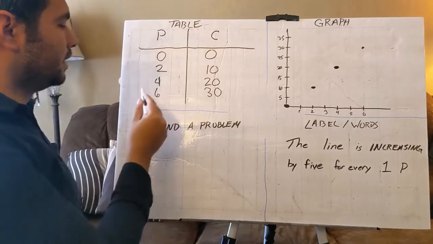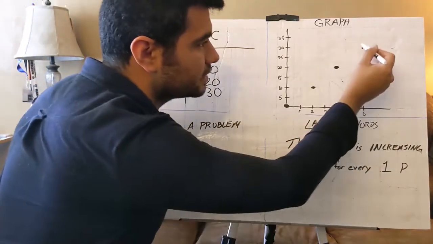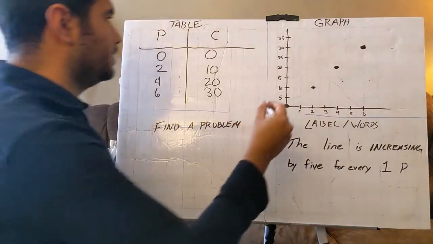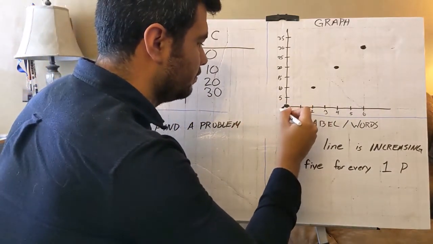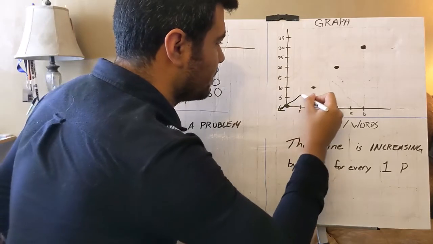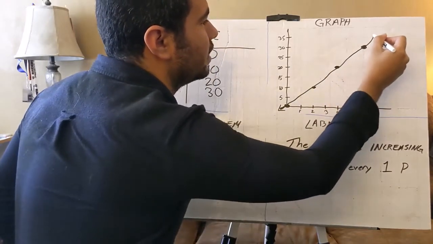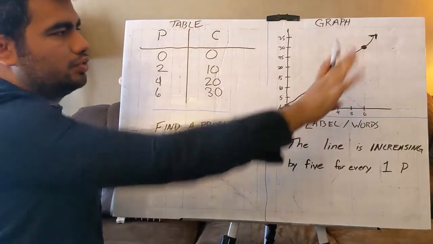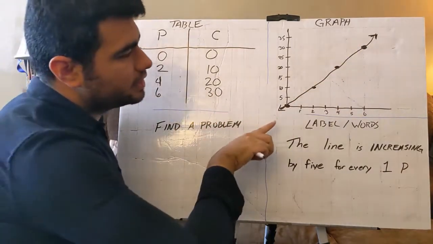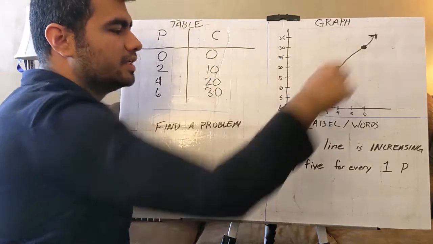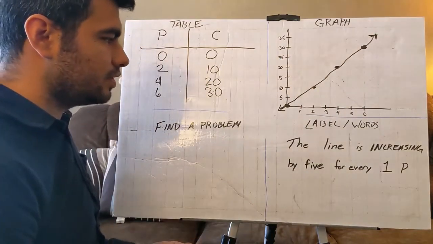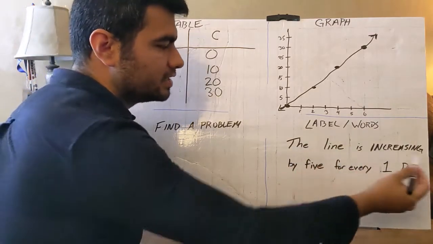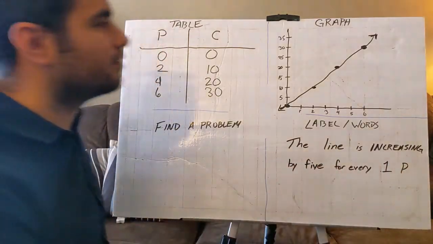And we go up 20. And then 6, we go over 6, and we're going to go up 30. That is my function. That is going to be my line. Now, lines we always read from left to right. From left to right, this thing is climbing, so this pattern is increasing. Already for our words, we can put the line is increasing, but by how much? We still got to figure that out.